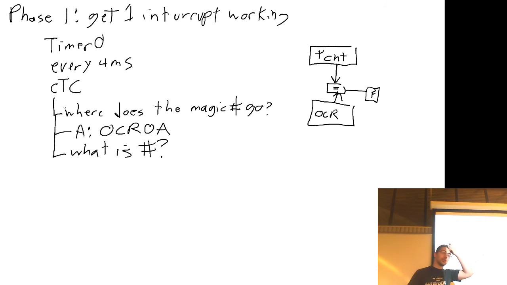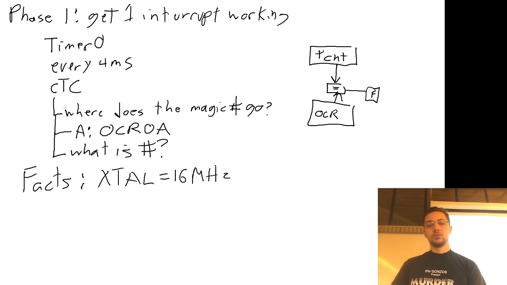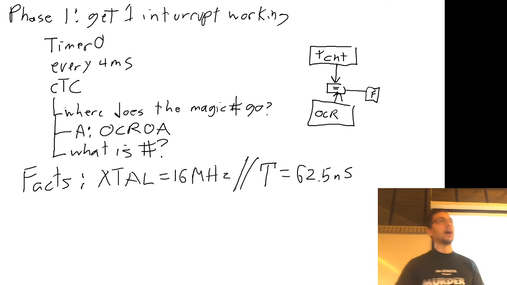How do we figure that out? Well, with math. All right, here we go, math. Break out your calculator. Make sure it's in engineering mode. We know, so facts. Our system clock frequency is 16 megahertz, which, by the by, means that our clock period is 62.5 nanoseconds. How did I come by that number? 1 over 16 million.